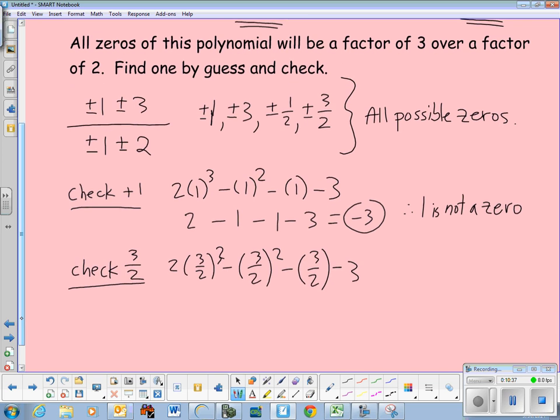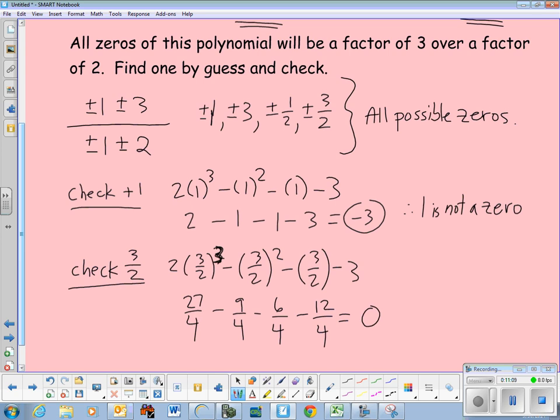So let's see, 3 halves cubed is 27 eighths, times 2 is 27 fourths. Okay, 3 halves squared is 9 fourths. I'm going to change 3 halves to 6 fourths because it looks like I'm going to be dealing with fourths. And minus 3, I'm going to make that 12 fourths. And sure enough, that is 0.